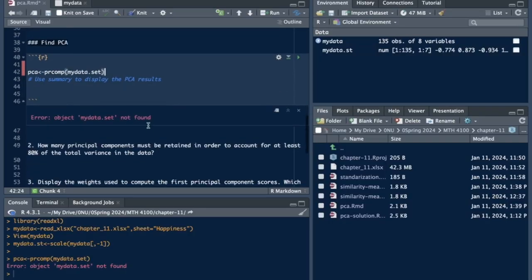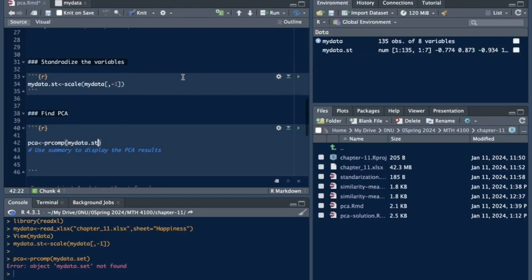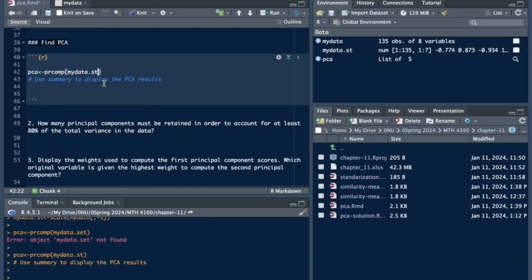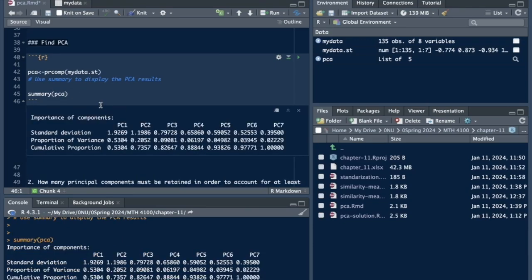So let's run this. ST, not sit. It's my data ST, right? Yes. So we run the PCA. After that, we can use the summary function to look at this. So this will answer my first question.